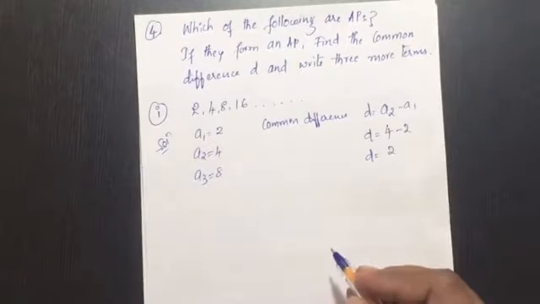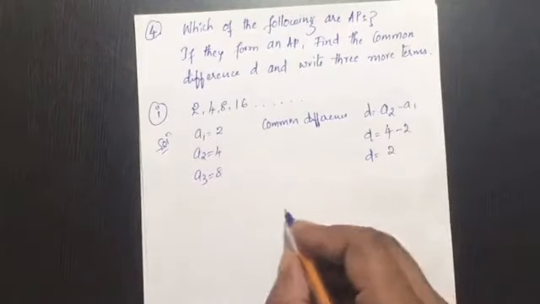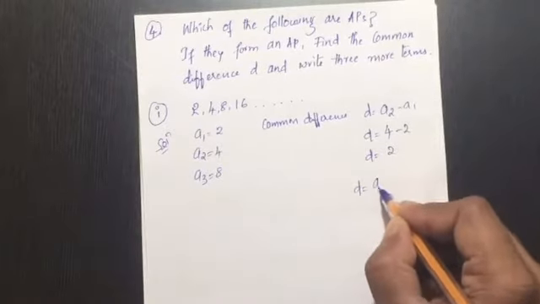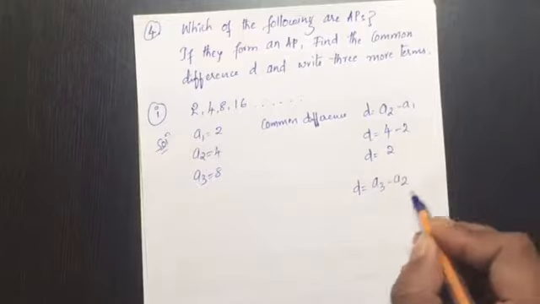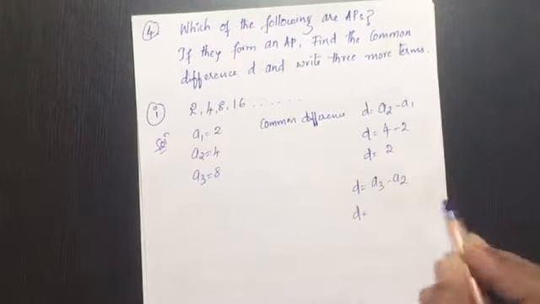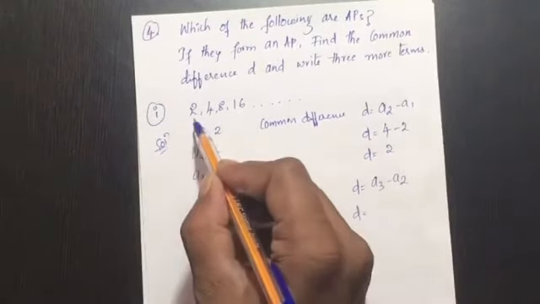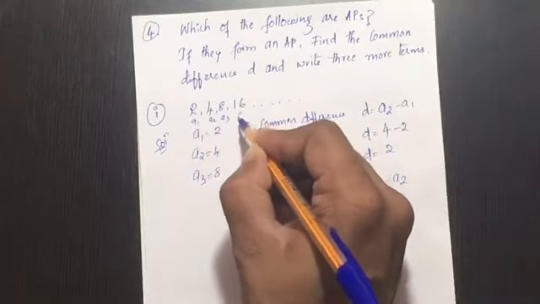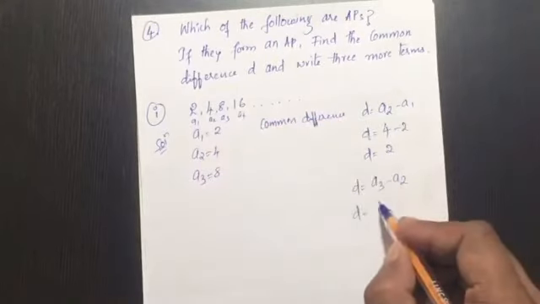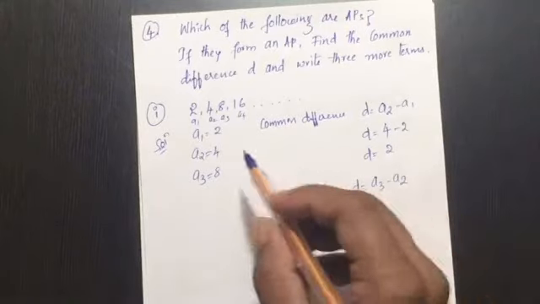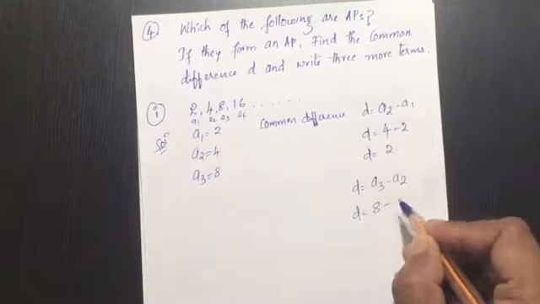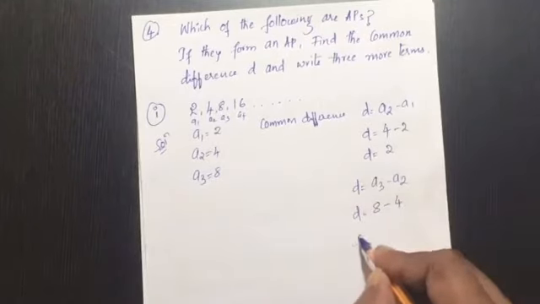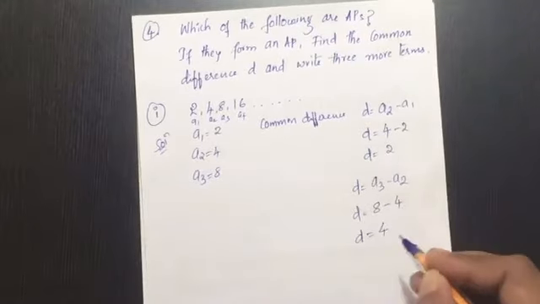Similarly, check for the second one, that is the common difference. D is equal to A3 minus A2. So D is equal to, what is A3? So students, this is A1, A2, A3, A4. So what is A3? A3 is 8 minus A2 is 4. So D is equal to 4.